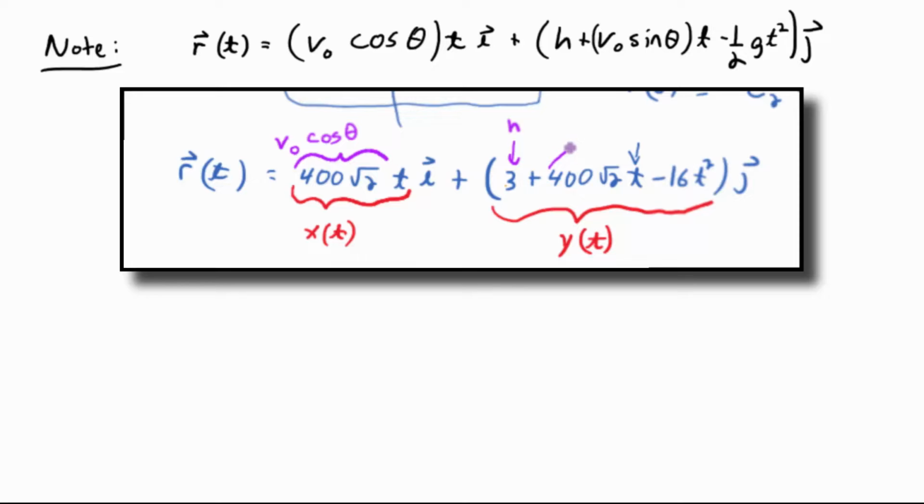What was 400 radical 2? V naught sine of theta. And then what does the minus 16 turn out to be? Or just the 16? That's 1/2 the acceleration due to gravity.